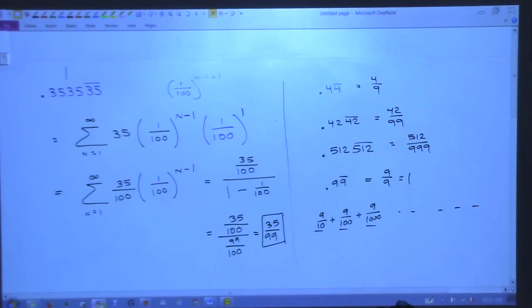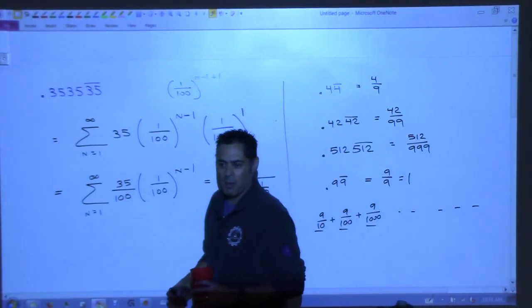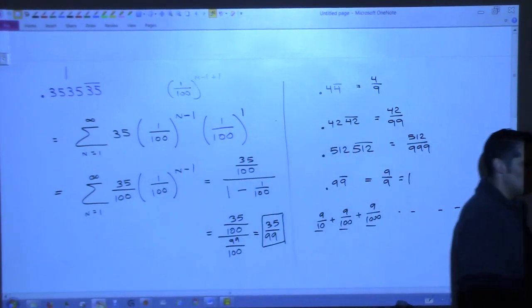Is that kind of like the example you gave with the jogger that never finishes the race? Yep, you could do this. I have to walk 9/10 of the way, and then 9/100 of the way, and then 9/1000, right? And eventually it converges out to 1.